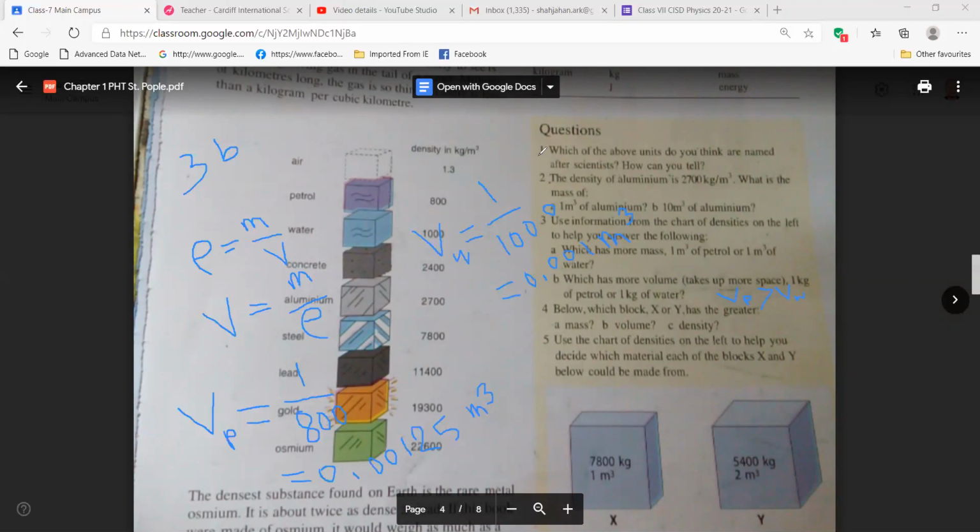Mass is given. For X, the mass is given 7800 kg. For Y, the mass is given 5400 kg. So you can get it directly, right? Yes, sir. What is the answer for A? Which one has more mass? X. Then volume, which one has more? Y. Very simple, right? It's given 1 meter cube, 2 meter cube. So Y has more volume.